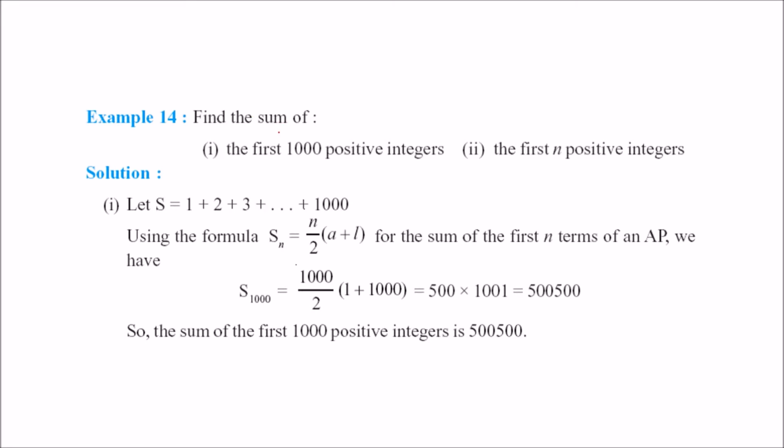Now you have to find the sum of the first 1000 positive integers. That is, you have to find S equal to 1 plus 2 till 1000. Now the first term is 1, the last term is 1000. So you can directly apply Sn, that is S1000, equal to n by 2 into a plus l. A is 1, l is 1000. So this comes to 1000 by 2 into 1001, that is equal to 500,500.